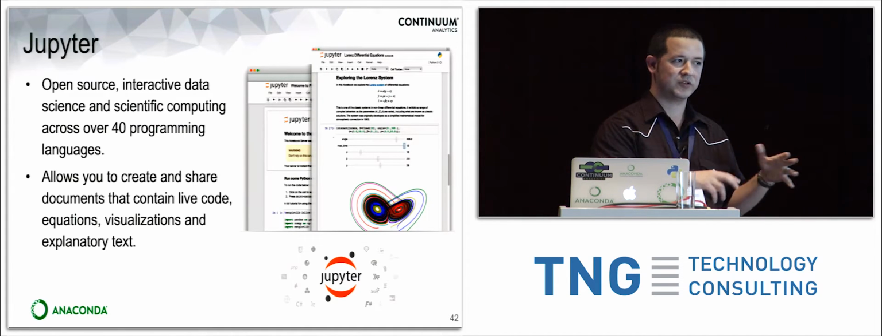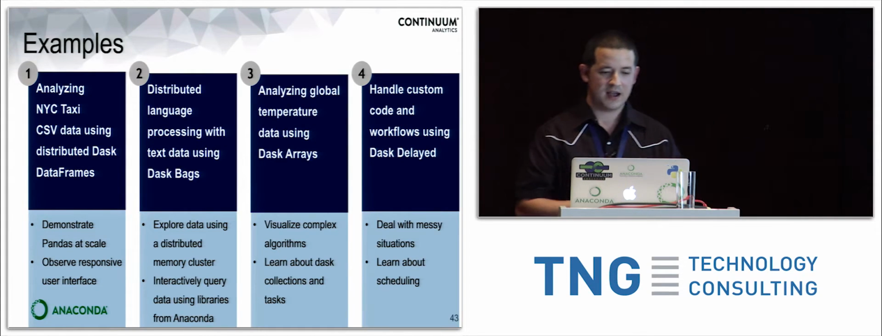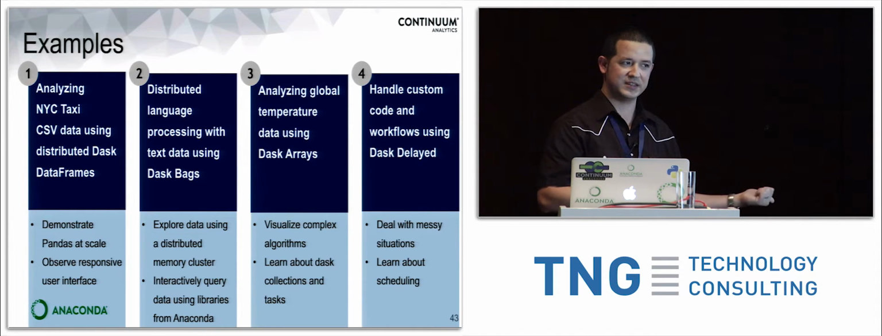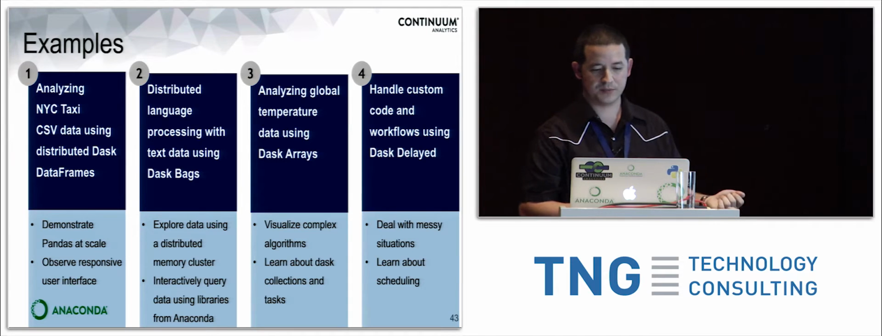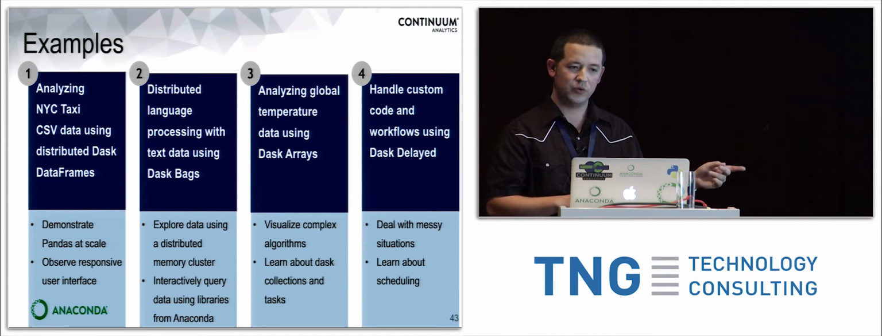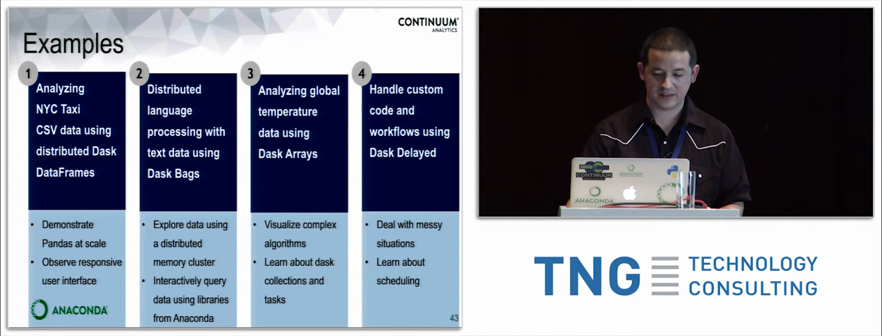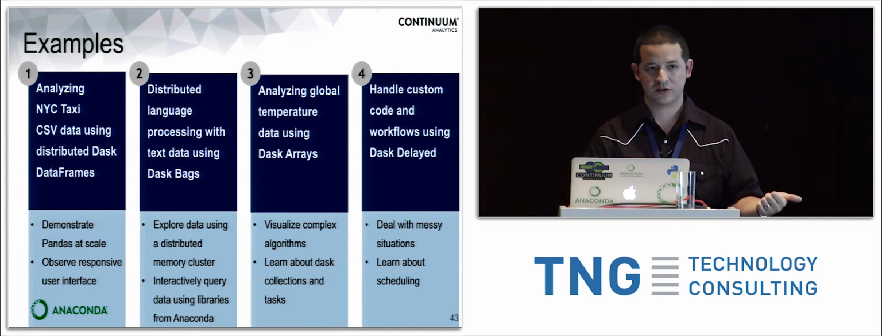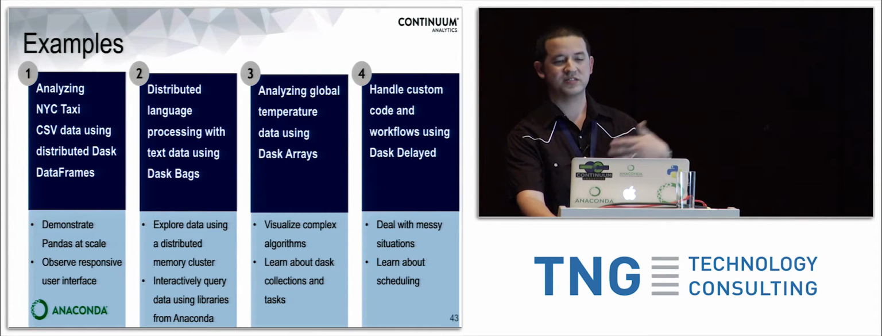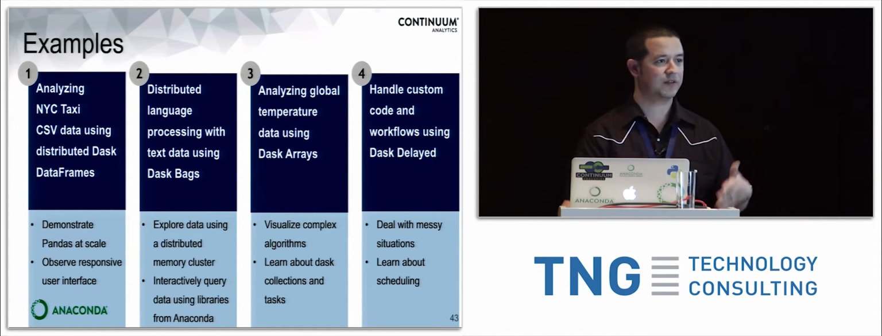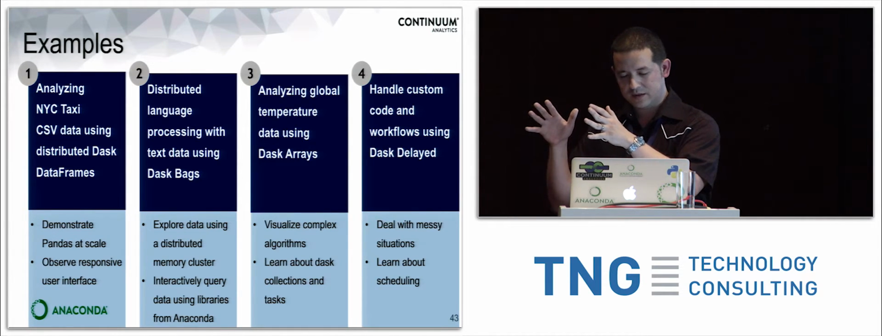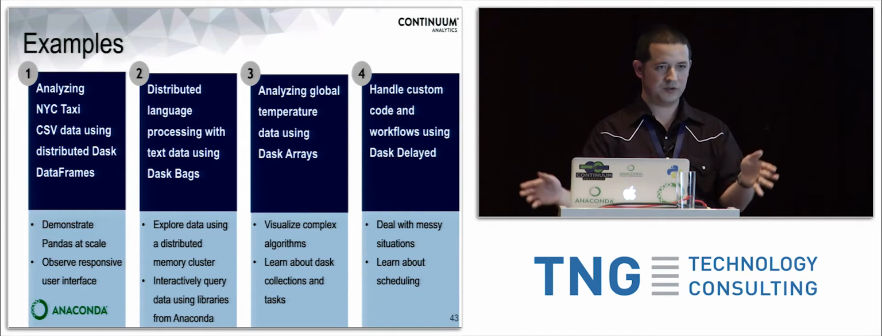Inside of Jupyter notebooks, I'm going to show a couple of these examples. The first one is distributed data frames using the New York City taxi data. The second one is distributed language processing using Dask bags. And for the other two, there are notebooks online that I'll post a link to, which use Dask arrays, and it actually uses global temperature data. And there's a fourth one with custom code and custom file formats. The nice thing about having a flexible framework is you don't have to have the exact data format that we specify. You can parallelize any workflow.